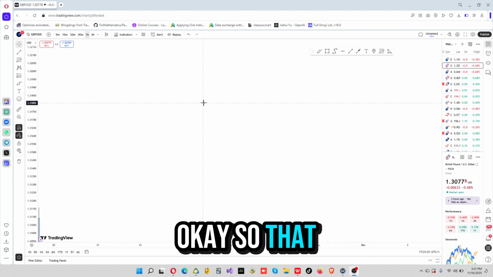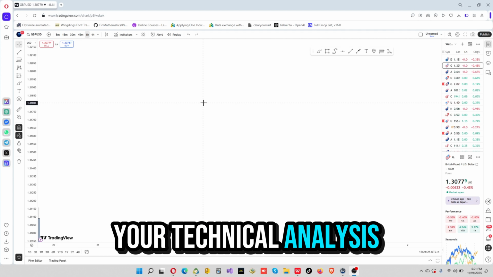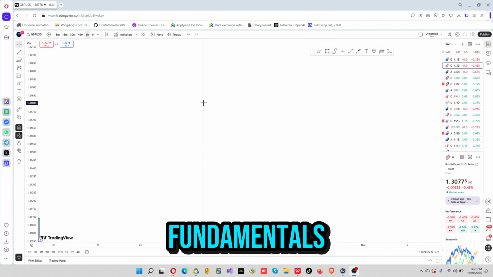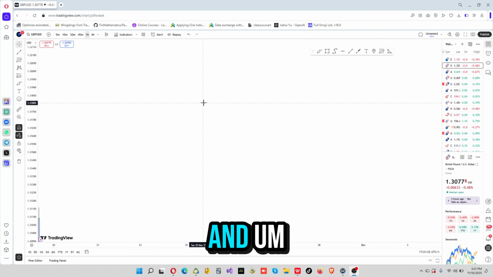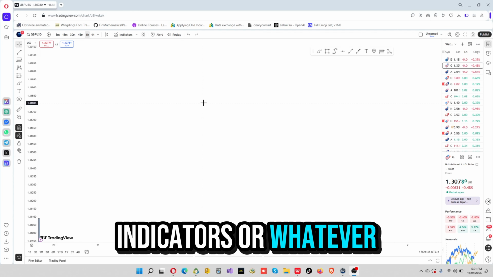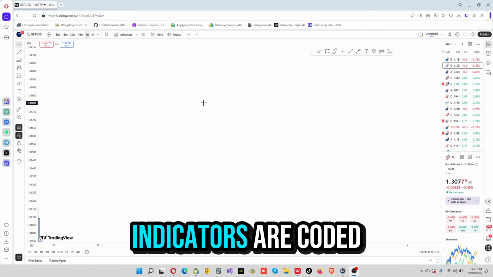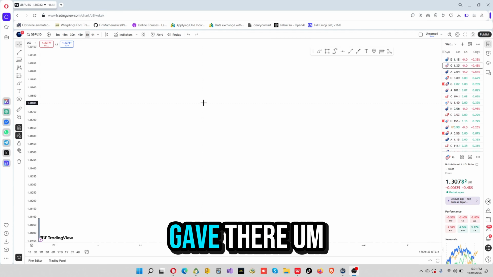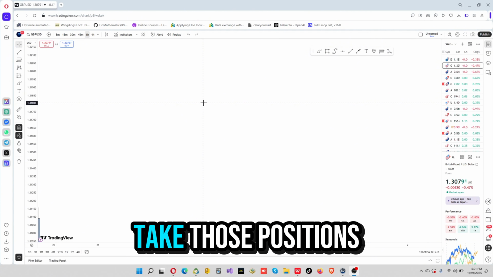Okay, so that is where your technical analysis comes in. So if you're good with your fundamentals, you get direction; technical analysis tells you when exactly to enter the trade. And I know a lot of you don't like using indicators or whatever. You depend on yourself for your signals. But I use indicators for my entry. And the reason is because those indicators are coded by me, and the instructions I gave there is to guide me to know when exactly to take those positions.